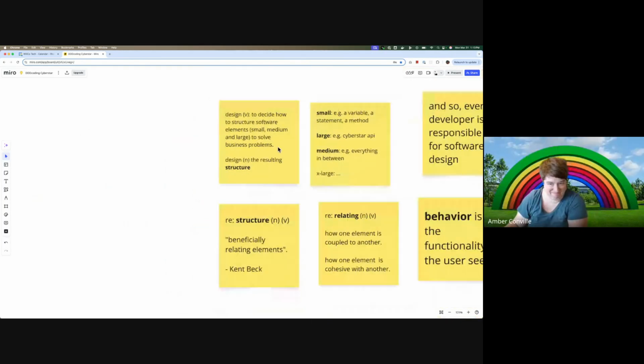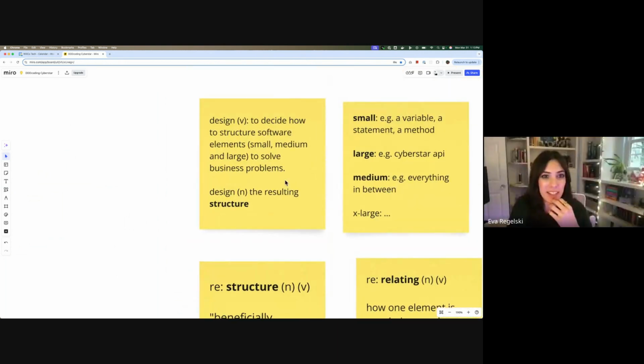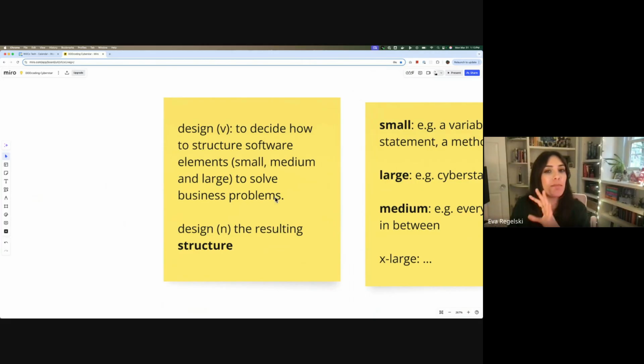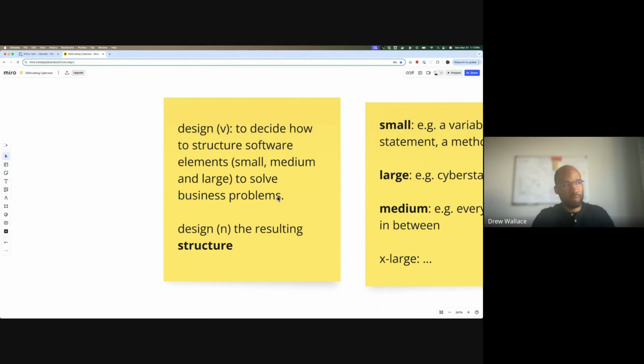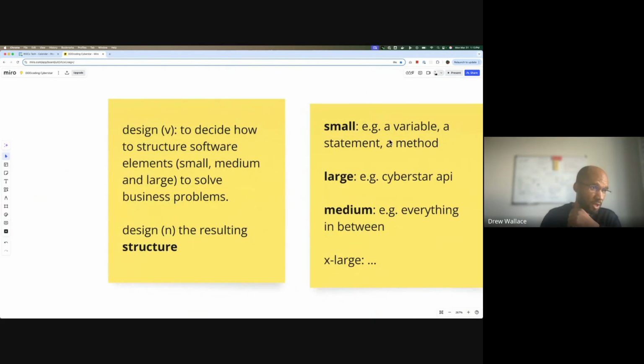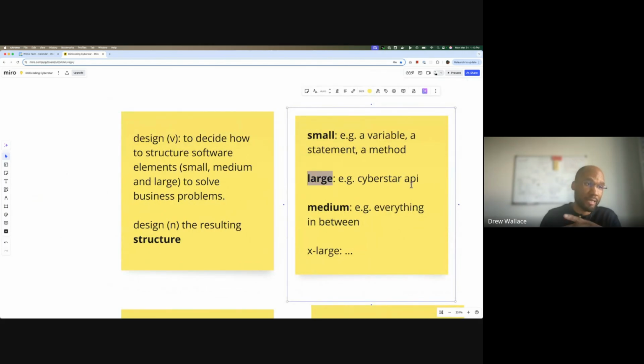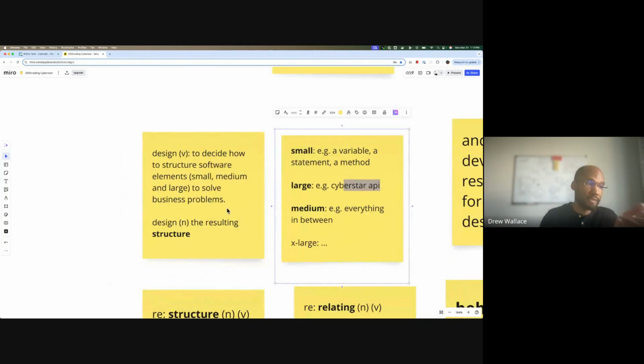I like it. I think it makes sense. It kind of reminds me of the definition of UX design, but in software terms. Right, and these principles go across different mediums, not just software. Small, medium, large: a small design decision would relate to a variable, a statement, a method. A large one would be the whole API, the back end. That would be a large, architectural design decision, and everything in between. These are all design decisions, by this definition.